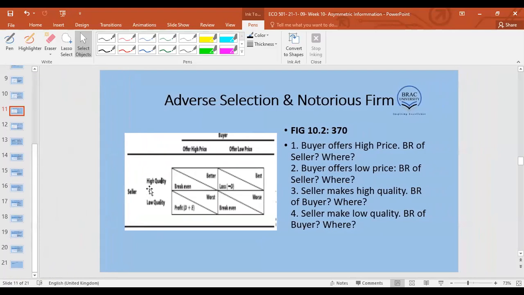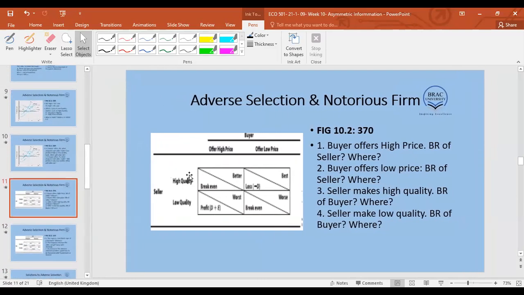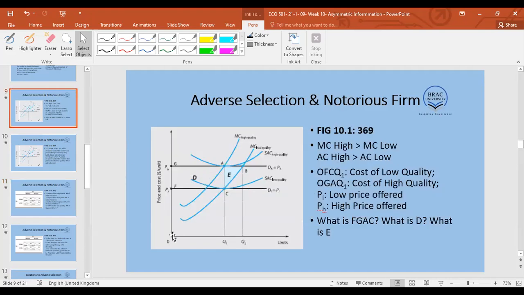Okay, can you see this high quality, low quality? Yes, sir. So high quality, low quality means the row player is the seller. High price is offered, low price is offered. That means the column player is the buyer. Now, if the buyer offers a high price, what will happen? If the seller also gives a high quality product, then he just breaks even at A. Break even. Right? His price was this rectangle. This rectangle is also his cost.